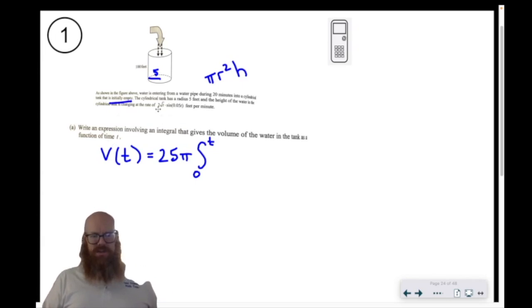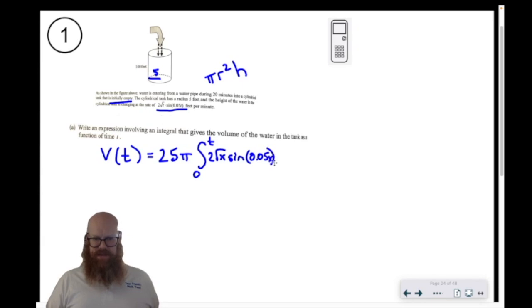Now I want to take this function and change the variable, because I don't want to use the same variable as I have up here. So I'm just going to make it an x. And I have 0.05x here, and then dx. And that will represent the volume at any time t. All right.